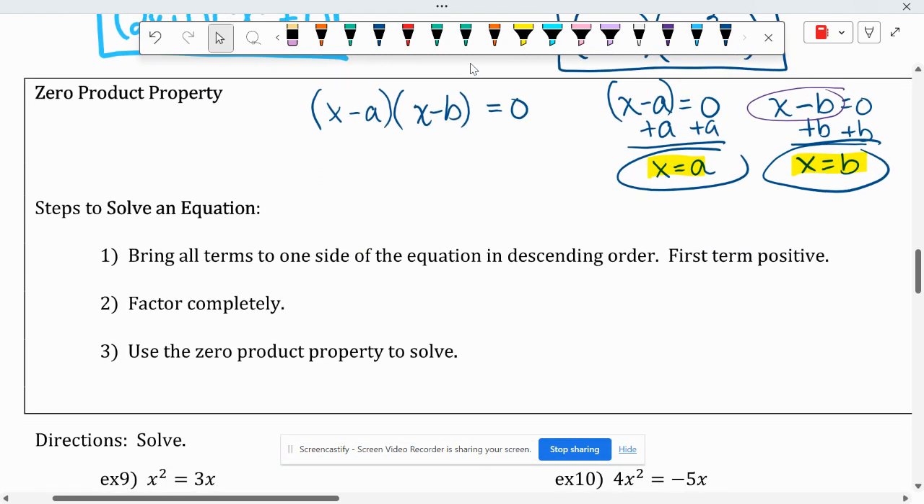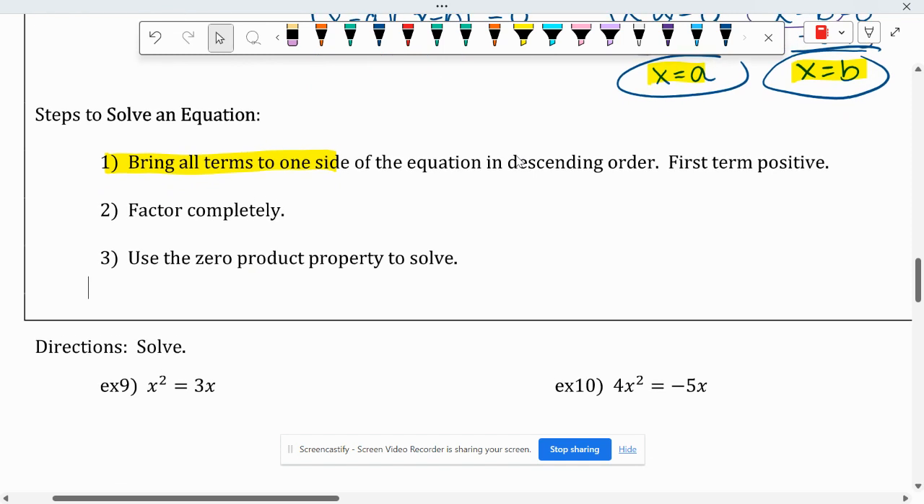So how do you do this? How do you solve an equation? Well, the steps. First, you bring all the terms to one side, put it in descending order. So that way you're setting the other side equal to 0. Okay. And then use the zero product property to solve.